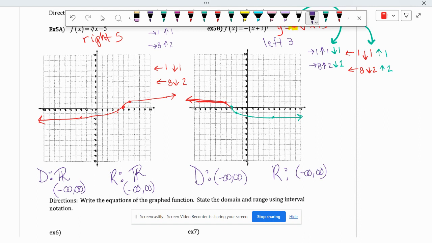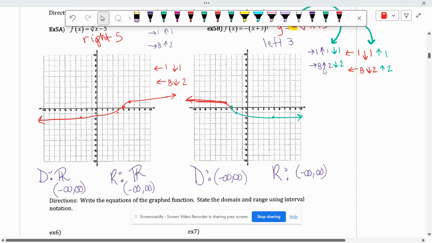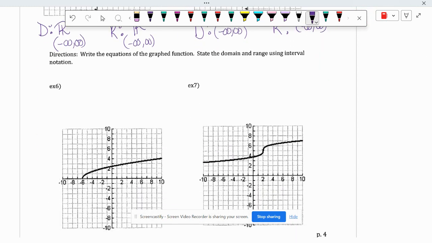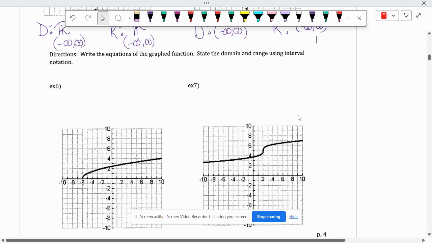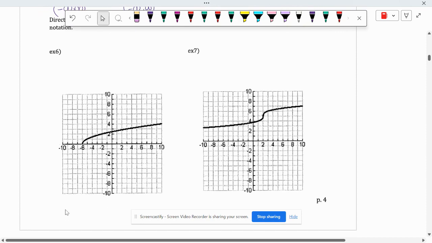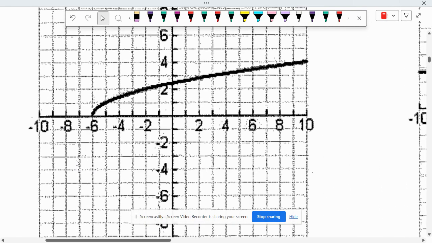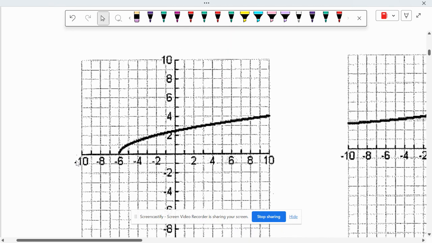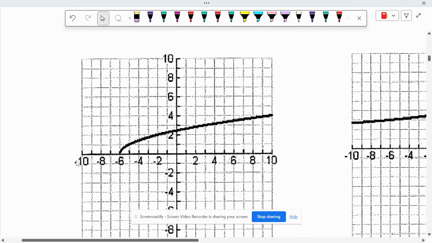For our next two examples, it asks us to write the equation of the graph. So let's first decide, what kind of function is this? Number 6, is it a square root function or a cube root function? Does it have any negative y values? So that means it's a square root function. So this is y equals the square root of something.